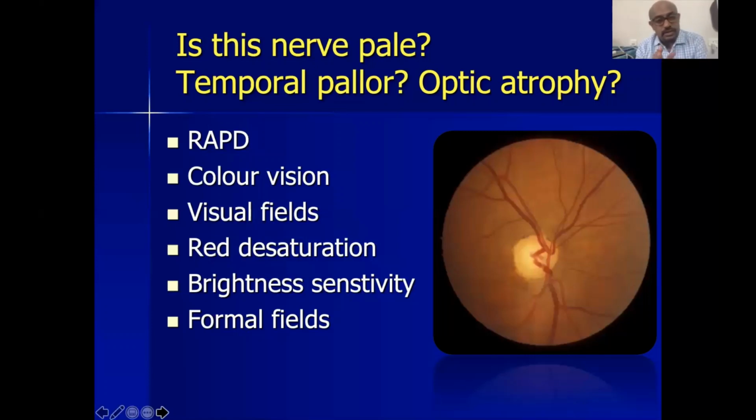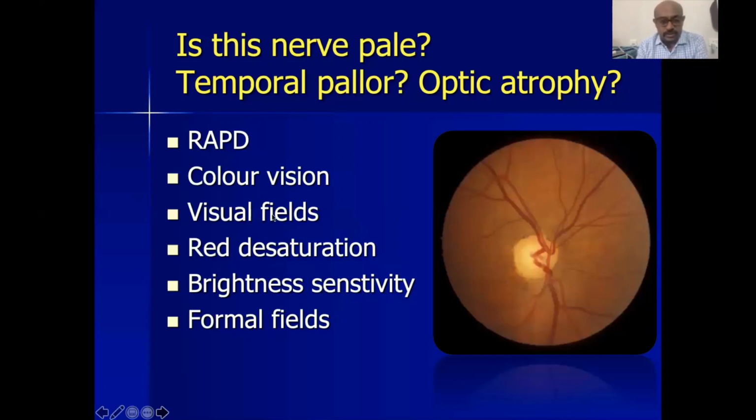Brightness sensitivity is done the same way. You have a torchlight, again perform an alternate cover test, ask the patient to look at the torchlight and see whether he perceives the brightness to be different between the eyes. Patient with a suspected pale disc, and if the patient says that brightness is lesser in that eye, you're looking at an optic nerve which is not normal.